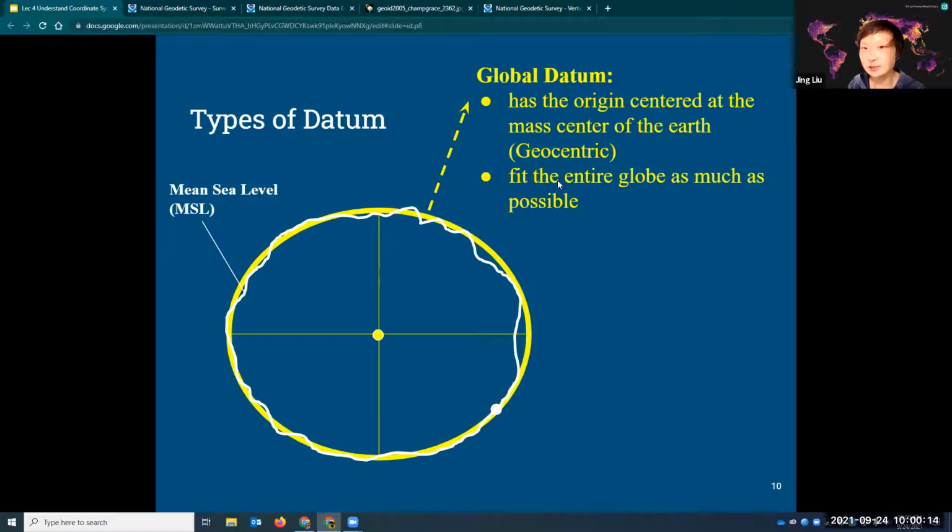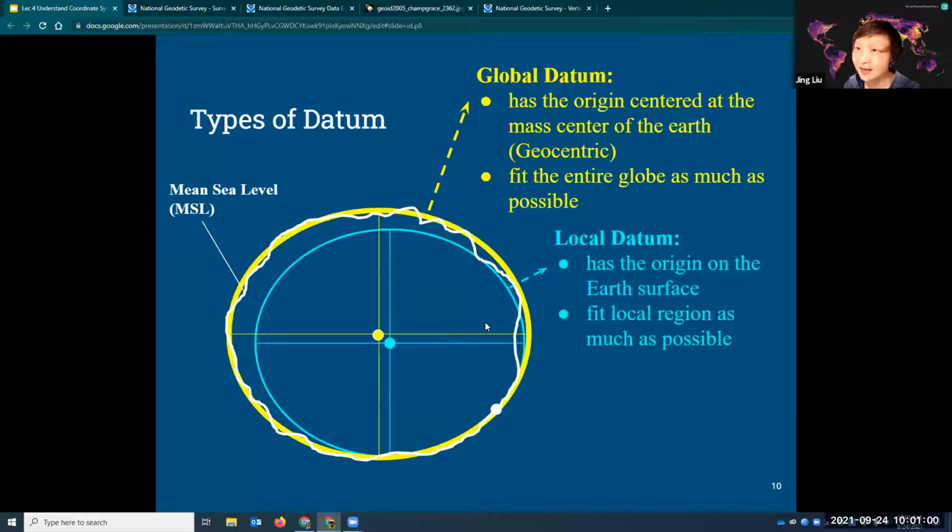Basically, we try to minimize the offsets globally on average. On which occasion will you need this? Like GPS, the global positioning system, right? You want people on the Earth to use this coordinate system. So you want to use the datum, reference points, and ellipsoid to globally approximate the ugly potato geoid. In that case, we want to put the origin at the Earth's mass center, and then fit the entire globe as much as possible.